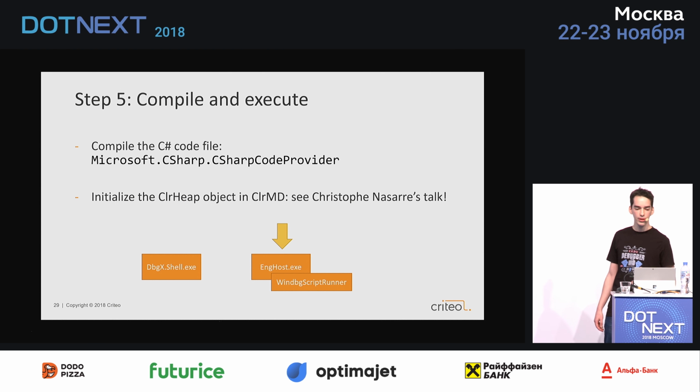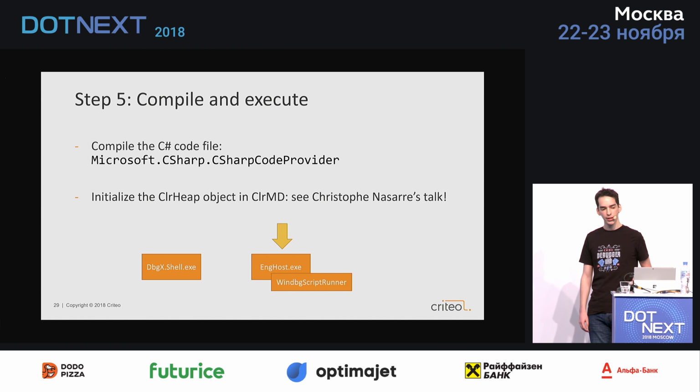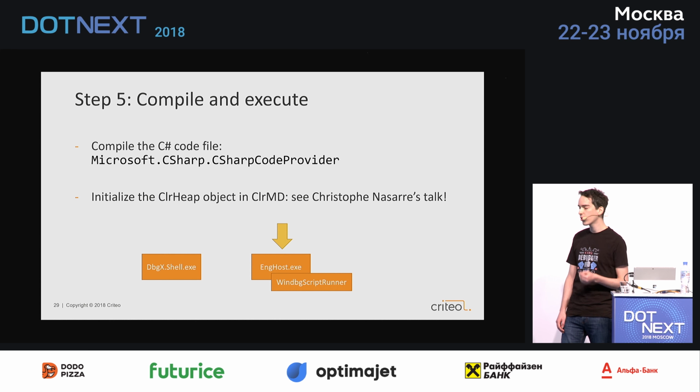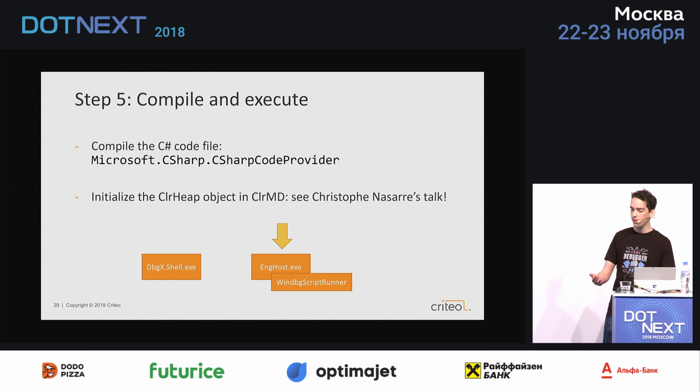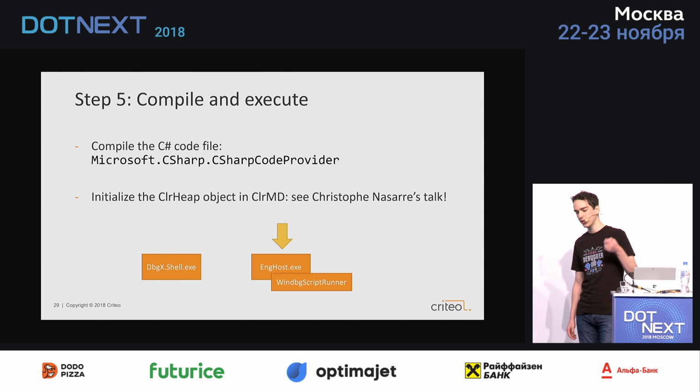So the first thing to do is to compile the C# code. There are plenty of ways of doing that. I recommend using the C# code provider that comes provided in the BCL. So it's a convenient way to transform C# code into an assembly file. And once we've done that, we just need to initialize ClrMD and give the CLR heap object to our custom code. So how to initialize ClrMD? Just make sure to check the talk from Christophe later.